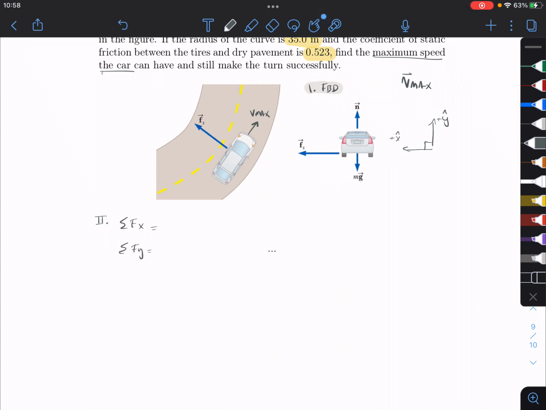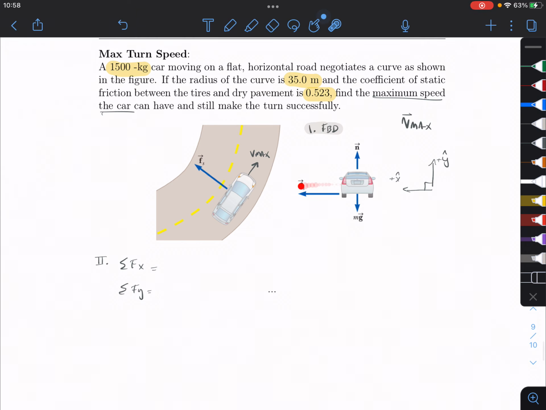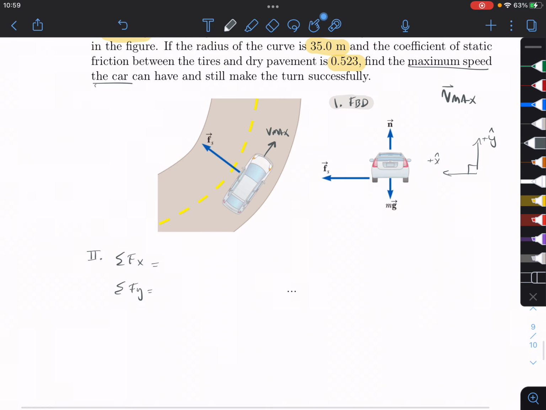So I want this maximum speed. So I have a coefficient of static friction. The maximum speed that I can go is the one where this static friction is going to be equal to my centripetal force, basically. Okay, so let's see here. Sum of forces in the x direction: we just have static friction.